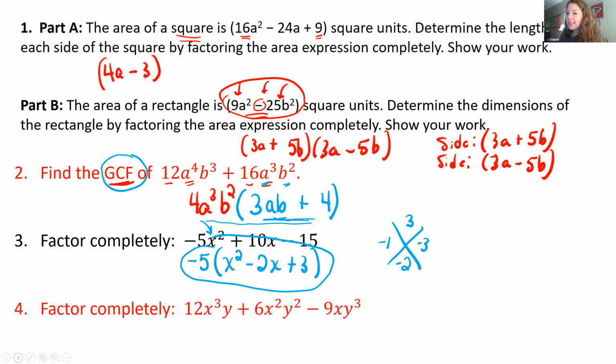All right, this one once again says factor completely. So I am thinking of a number I can divide 12, 6, and 9 by, and I know that number is 3. What's my biggest group of x's? Just looks like x to the first and y to the first. So now I'm going to factor that. I get 4x squared plus 2xy minus 3y squared. Is that right? Did you get that? I bet you did.